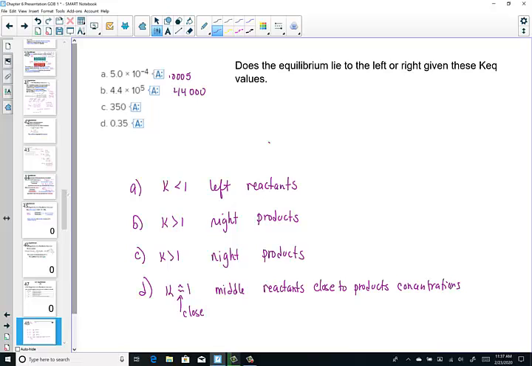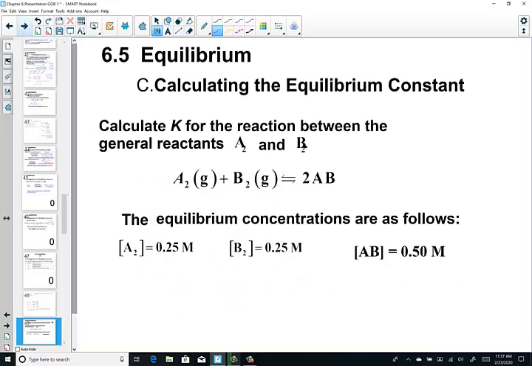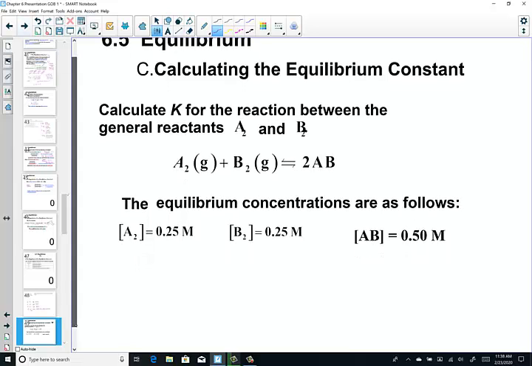There we go. Lies to the left, then right, and then in the middle. We can calculate equilibrium constants just by being given the concentrations of reactants and products at equilibrium. So let's try one out for size.